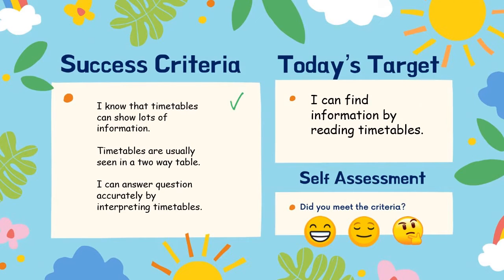So today you are going to find information by reading timetables. I'd like you to know that timetables can show quite a lot of information. They're usually seen in a two-way table like we looked at in our last lesson. And you'll know if you can do this if you can answer the questions accurately by interpreting the data in the timetables. Good luck!